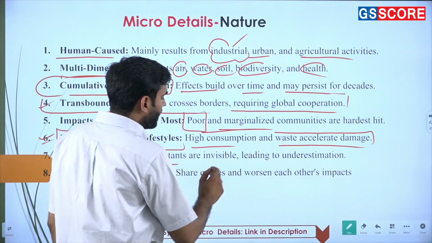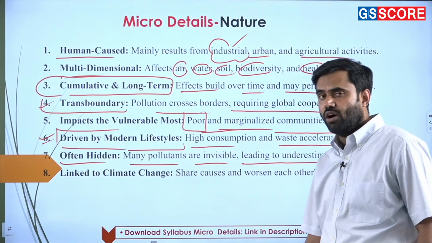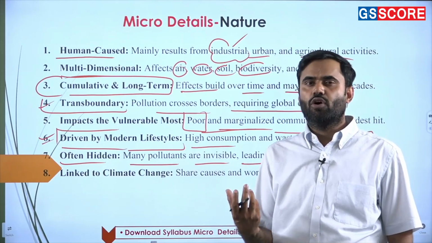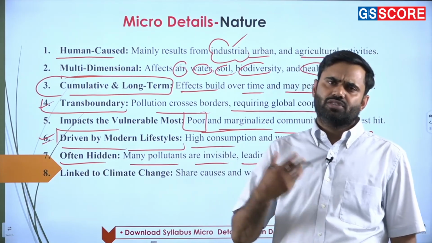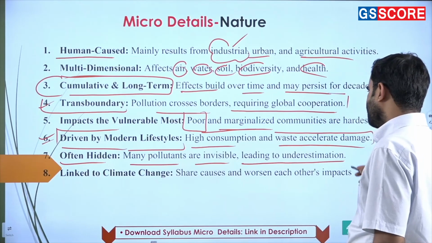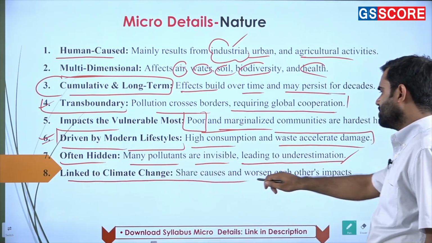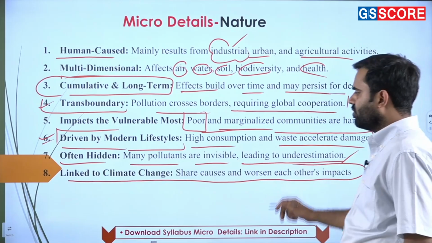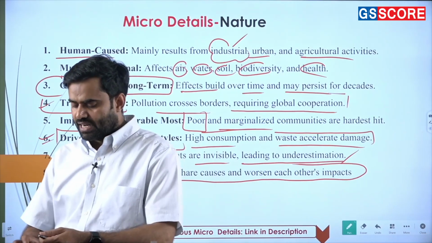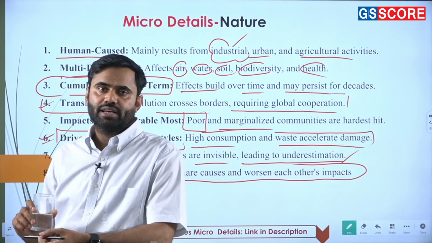Many pollutants are invisible, leading to underestimation. It means you have to find out what kind of hidden pollutants there are: lead, arsenic, chloroform, PM10, PM2.5, CO, NO, NO2, SO4, SO2. There are a lot of things. We have to find them and their causes. Now you have to link to climate change: they share causes and worsen each other's impact. As we know, directly or indirectly this threat is leading to and increasing climate change. As we know, due to climate change the earth is also getting hotter, the earth is warming.